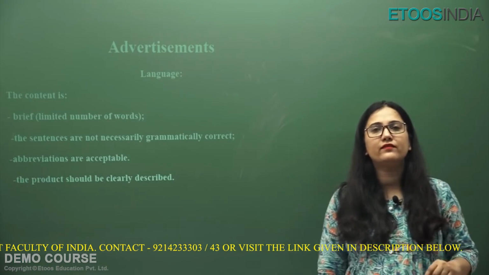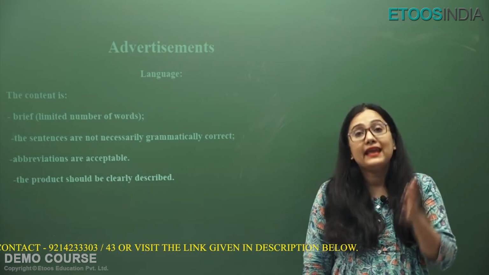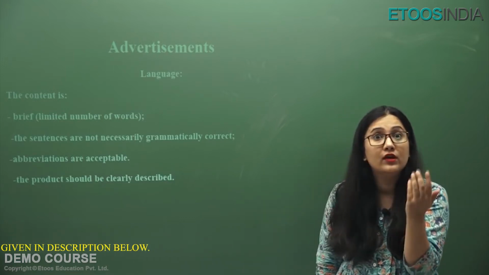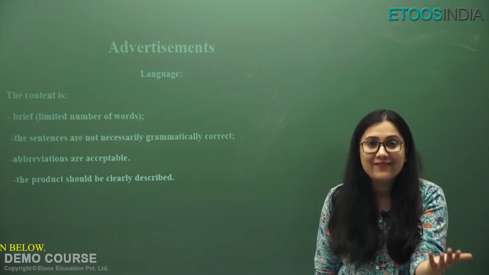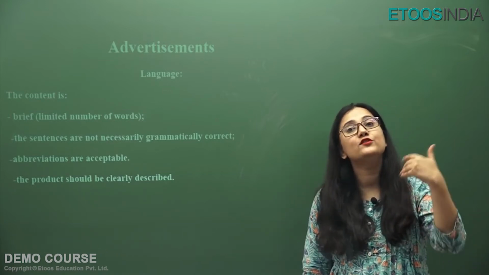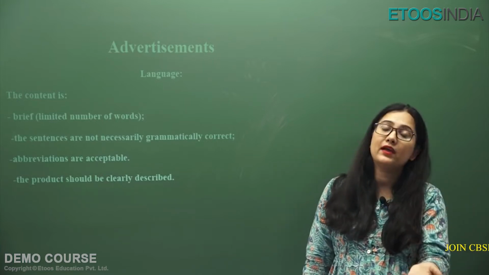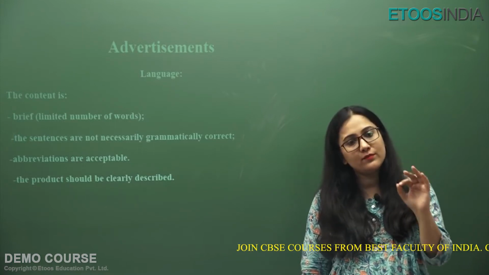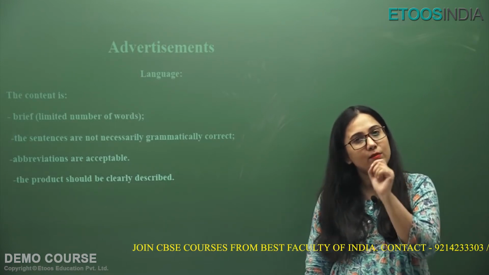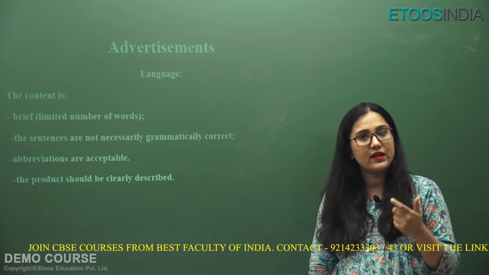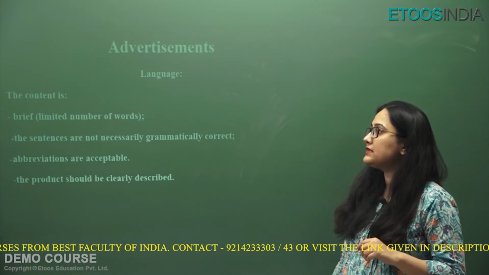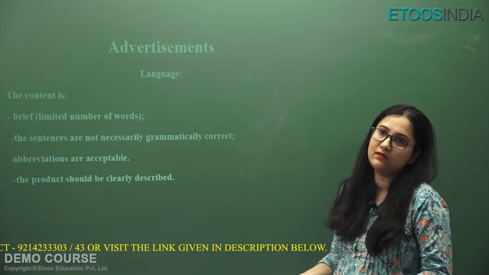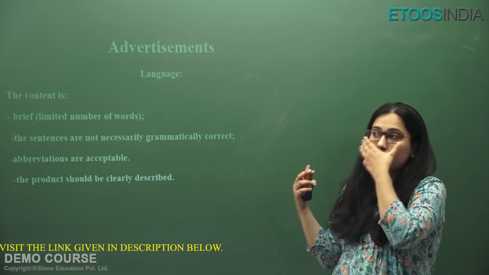Why does it have to be brief? Because it takes money to find that space in a newspaper, magazine, billboard, or to have a commercial advertisement on television. If your advertisement is for a minute and not 30 seconds, you have to pay more money for that. So the investment of money is according to how much time you are occupying on that streaming service, right? And likewise, how much space it is occupying in a newspaper, in a magazine, or on a billboard. So it has to be brief.